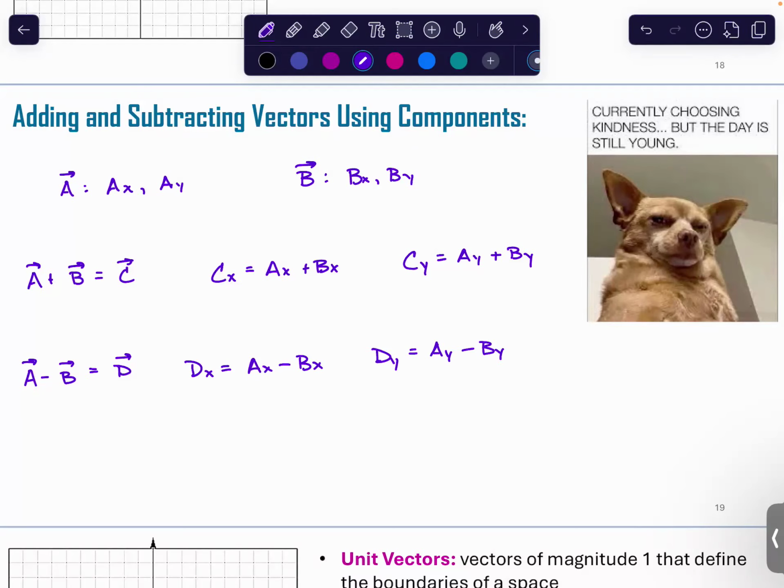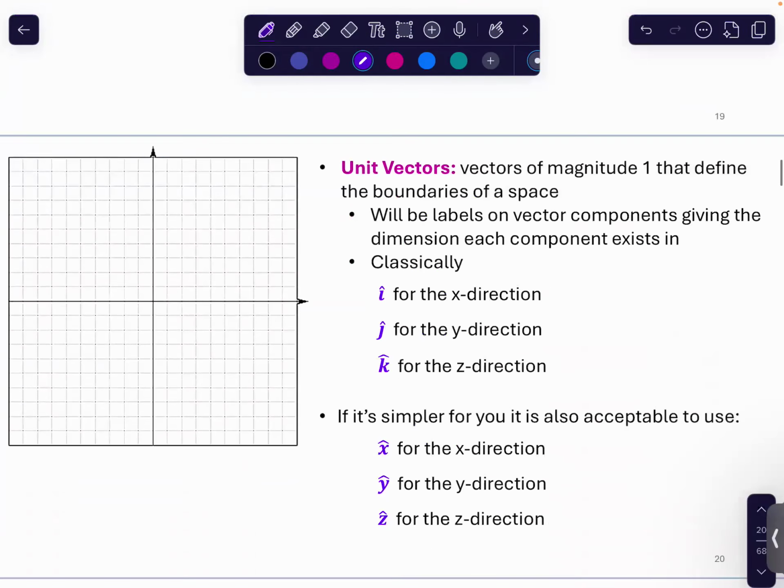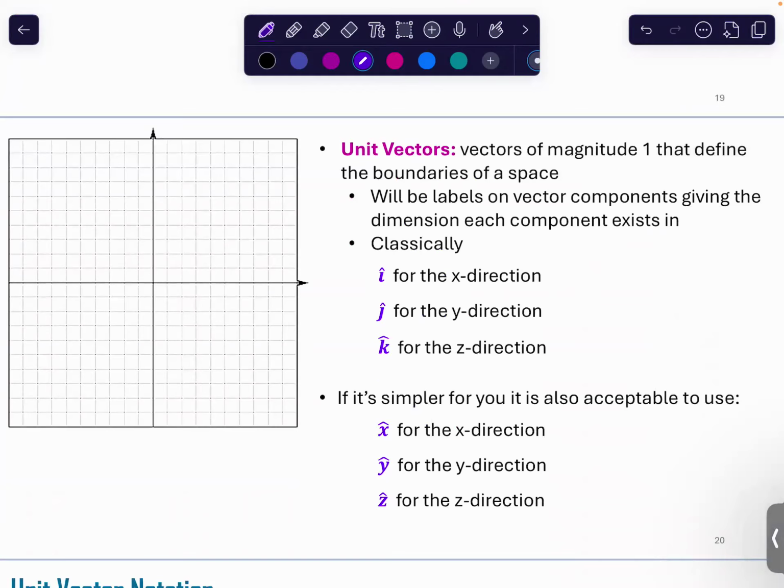Which brings us into everyone's favorite topic, the idea of unit vectors. So that's how you add things together. But we're working towards something called the unit vector notation, which is going to be very important for solving these systems. Unit vectors are defined as vectors of magnitude 1, and they outline a space. So for Cartesian coordinates, they outline X, Y, and Z. So they will give you a space in which your physical event is occurring.